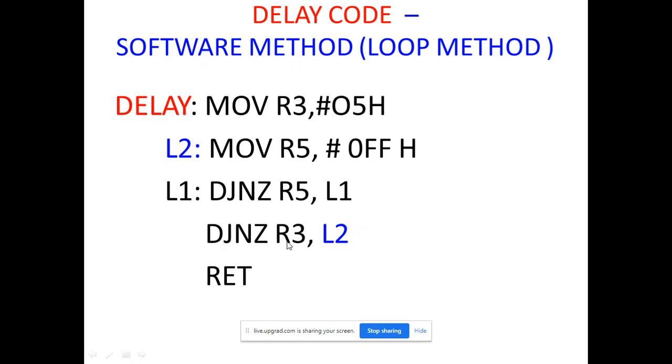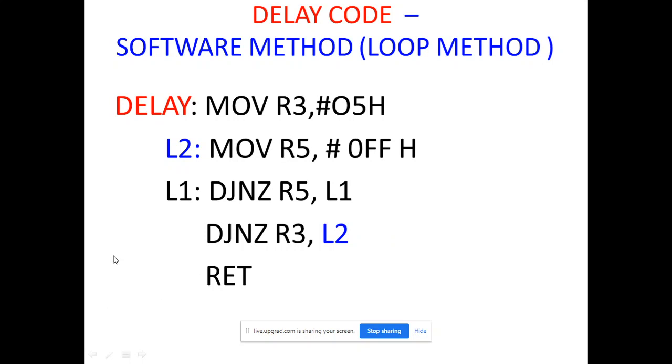Then decrement R3. Now R3 has the value 5, now it becomes 4. Again it is checked, is it 0? No. Now it jumps to L1. Again you put FF into R5, again decrement it, and again decrement R3. This is your inner loop, it will execute 256 times, and this is the outer loop, which will execute how many times? 5 times. That is 255 into 5. That much time gets spent to execute these instructions, and that much time delay is introduced.